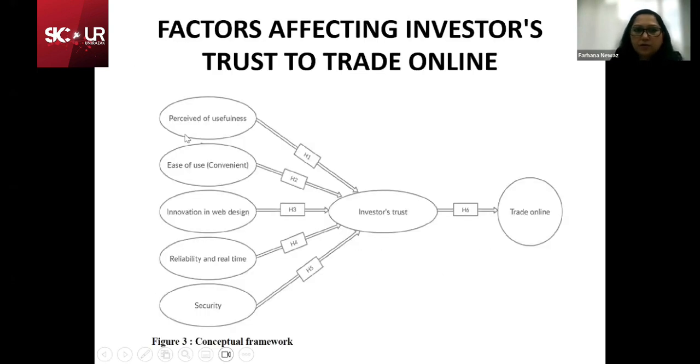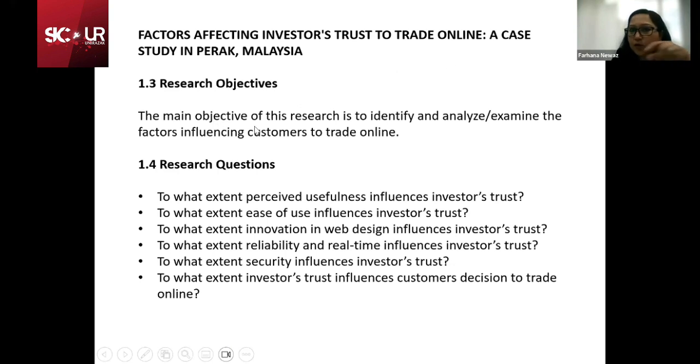Look, this guy already just mentioned a clear-cut single objective, right? To identify and analyze or examine what? The factors. He is going to identify all the factors, as well as test or examine the relationship of these factors with customers' online trust and trade online.